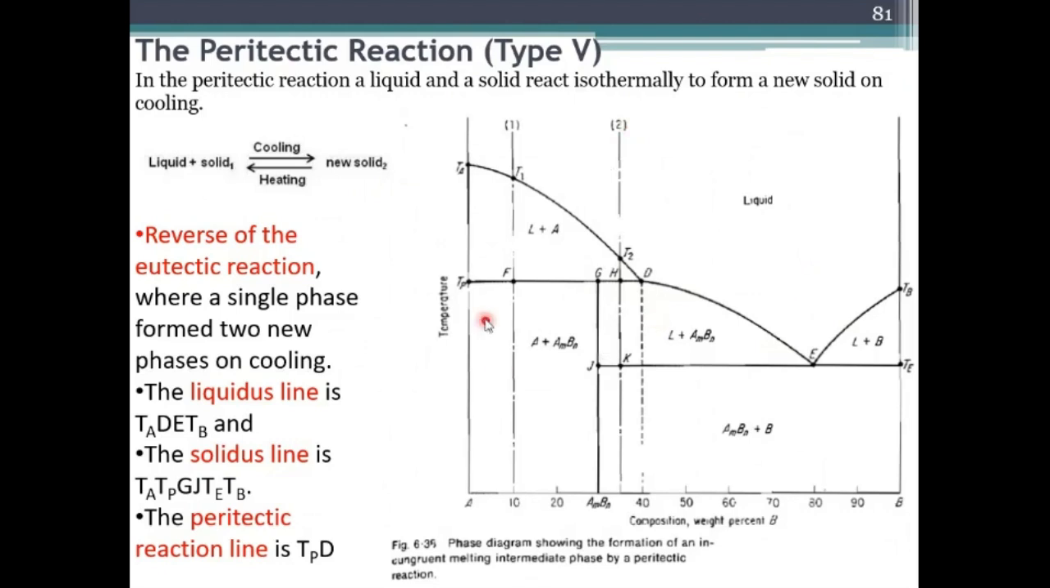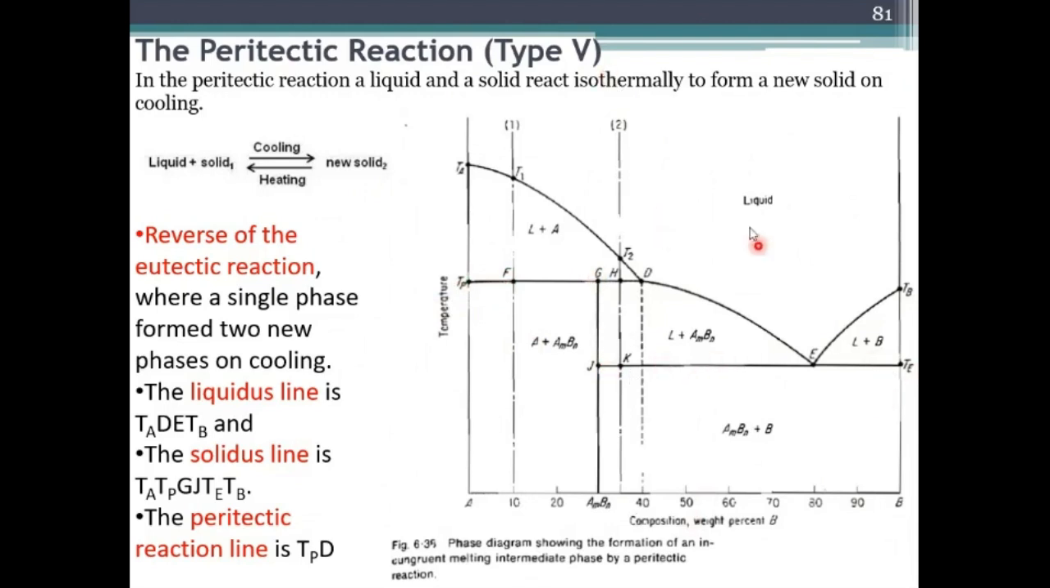But the solidus line will start from TA, then G, J, and then E, and TB, or you can put it as B also. So only this region, this bottom portion, will be the solid region.